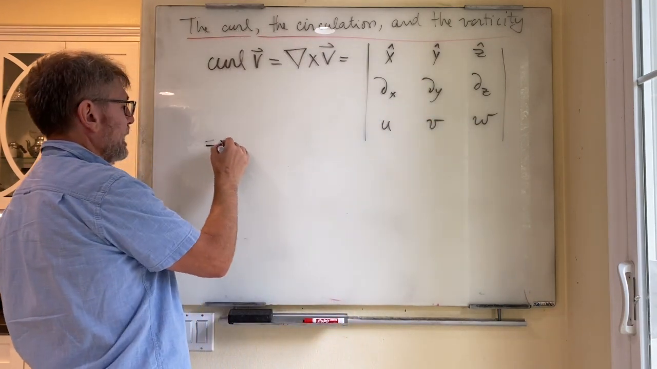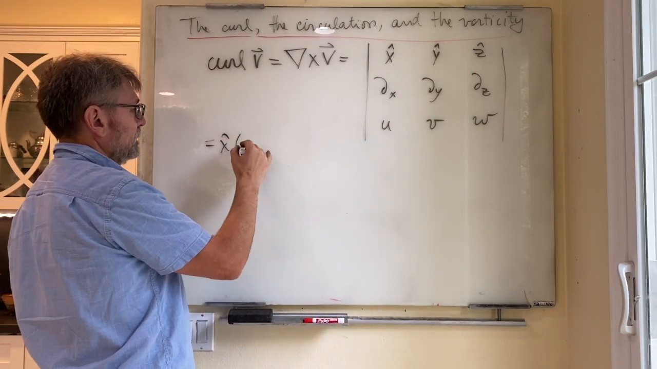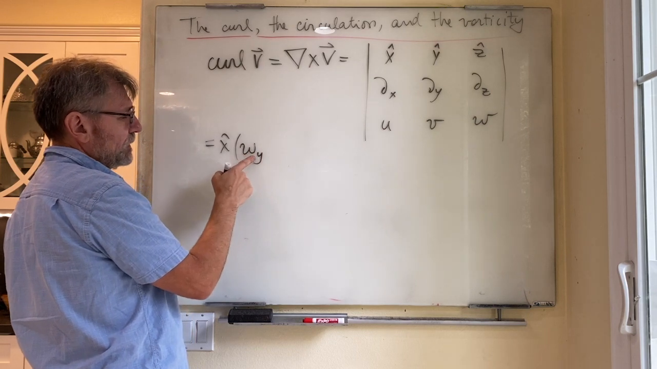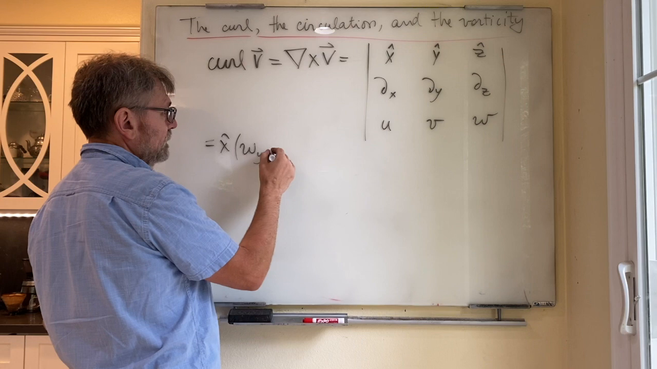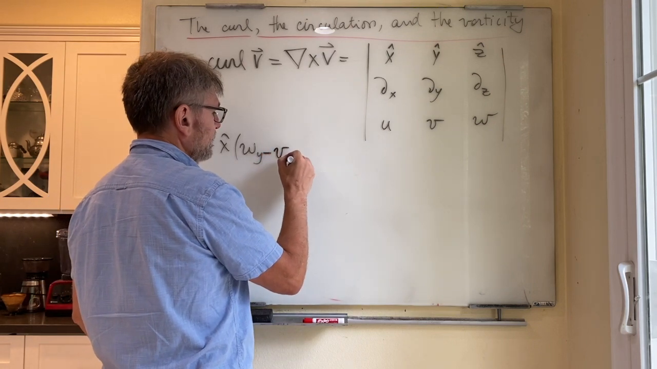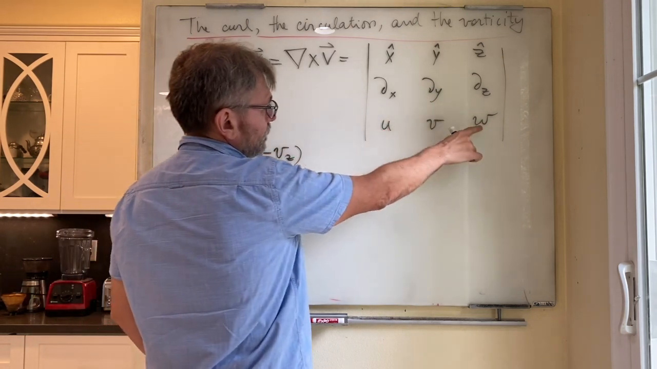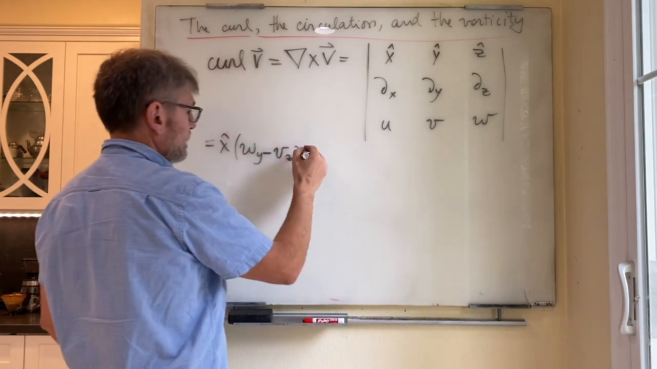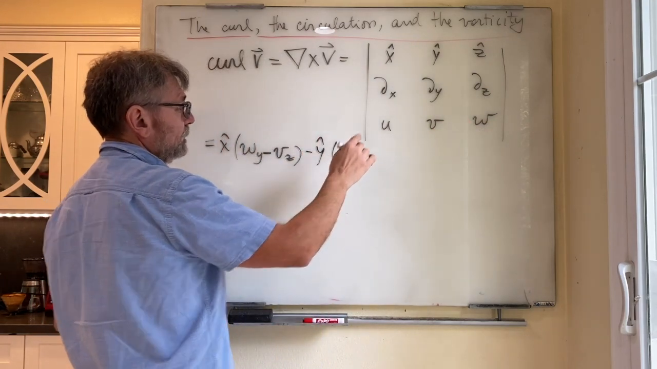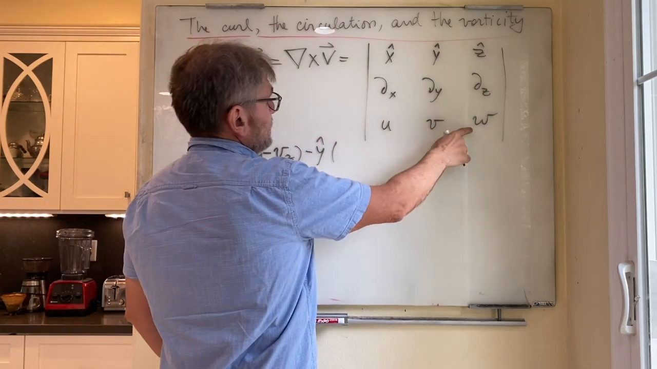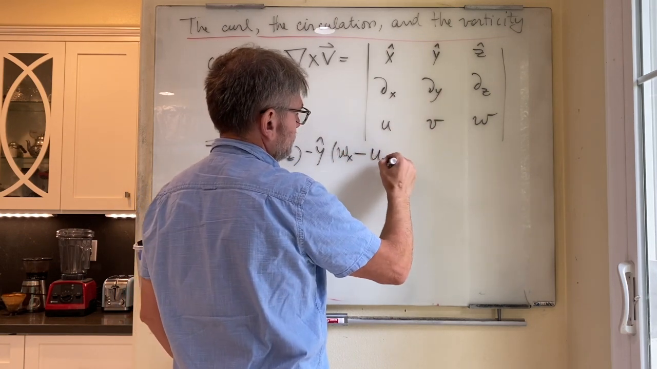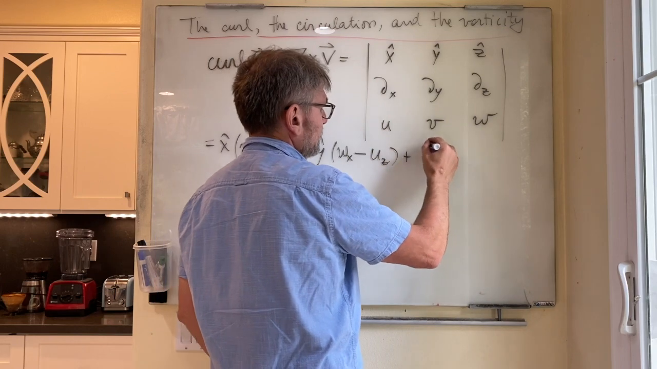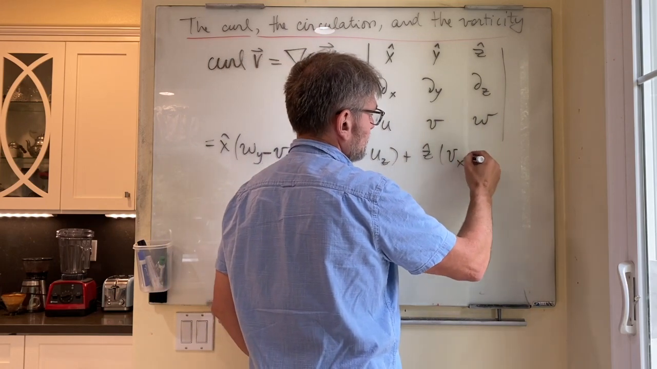So what I get is x hat times dw dy, and I use the subscript notation to mean a partial derivative with respect to y, minus dv dz. So right, the dw dy minus dv dz, minus y hat of dw dx minus du dz, plus z hat times dv dx minus du dy.